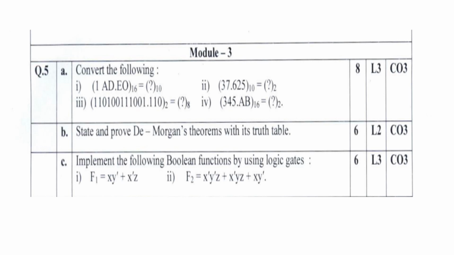So here module 3, convert the following. So they have given the binary value or hexadecimal value to convert into base 10, base 8, base 2, right? And the second one is you will be stating and proving De Morgan's theorem with its truth table. So you will be writing what is De Morgan's theorem and the truth table with it. And C is implementing the Boolean function using logic gates. So here they have given the expression. With this you have to determine the logic gates.